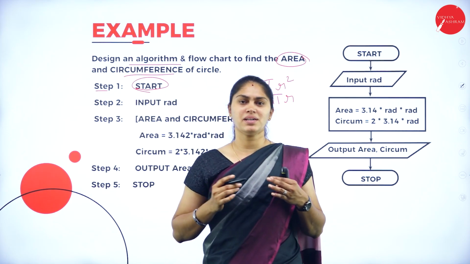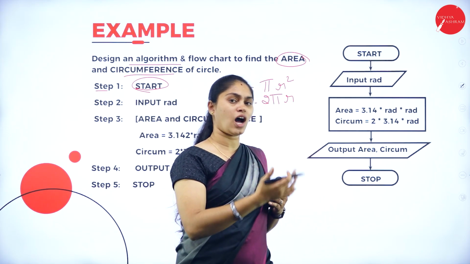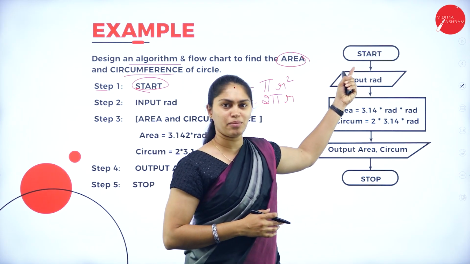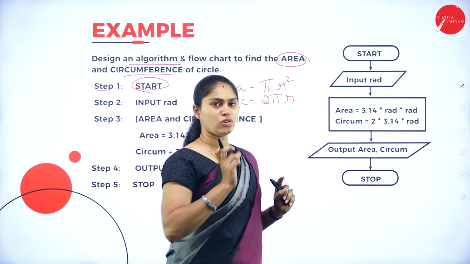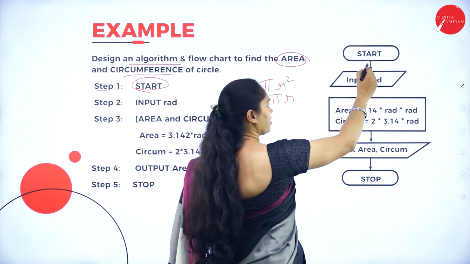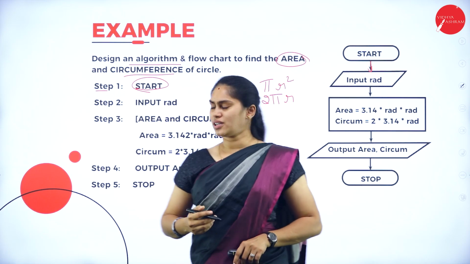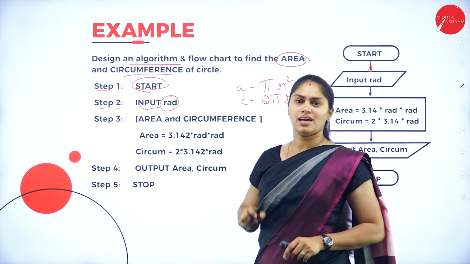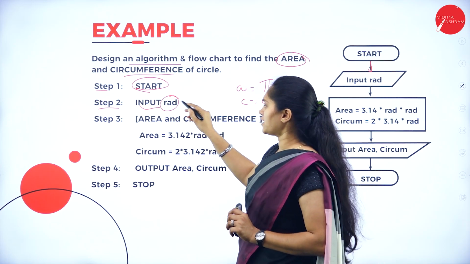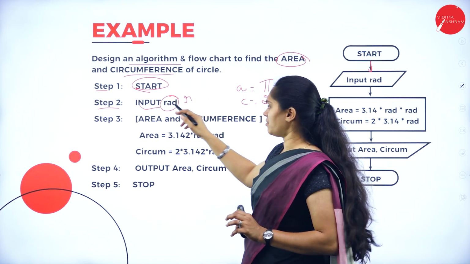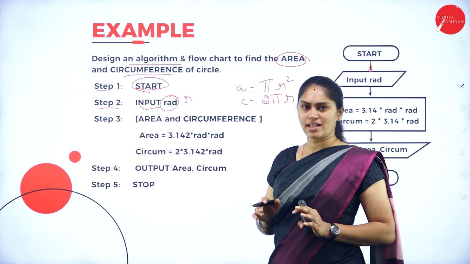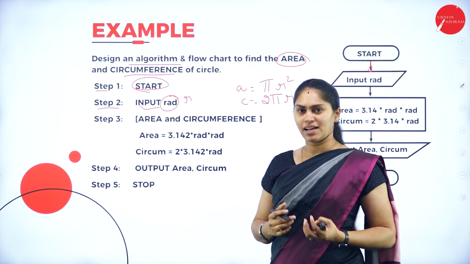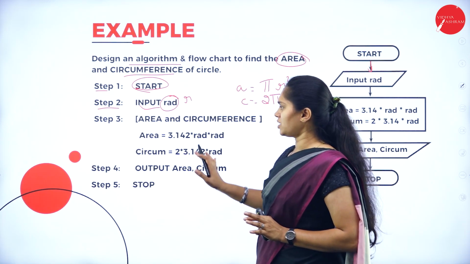So if the first step is start in the algorithm, then it will be written in the flowchart with the help of the terminal. Within that you write start. Then I give a flow direction towards the bottom, that is down. Next, step 2, input rad. So that r represents the radius here. I can take rad, or if I use r, wherever I have rad, that should be written as r. Whatever variable you declare should be the same throughout your algorithm and flowchart.